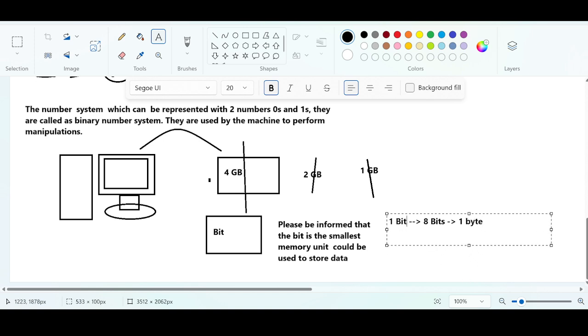If you ask me, is there any other memory unit smaller than 1 bit? No, this is the last one. This is the least memory unit. This is the smallest memory unit. Right? 1 bit is the smallest memory unit.